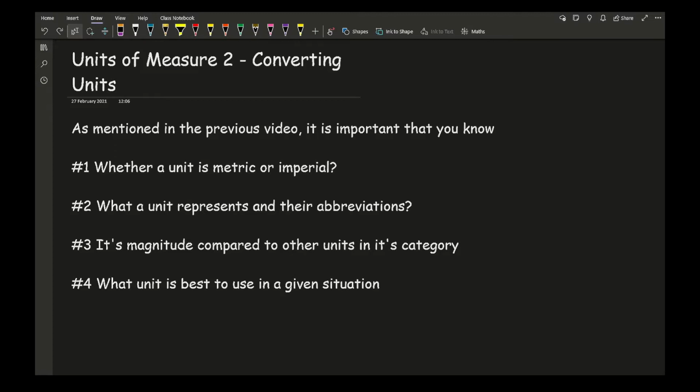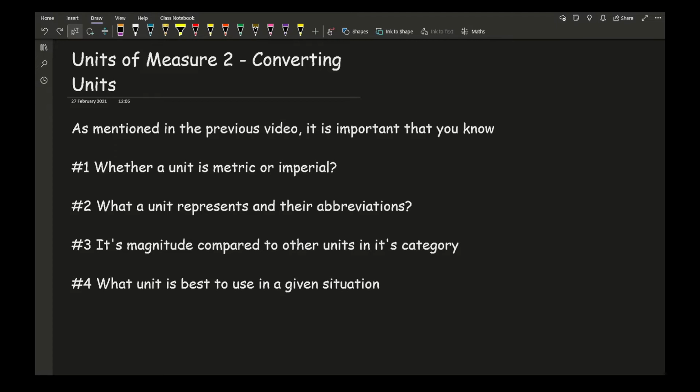Three is the magnitude compared to other units in its category. So for example, recognizing that a meter is bigger than a millimeter and that a ton is much bigger than a milligram, etc. And the next thing is what unit is best to use in a given situation.